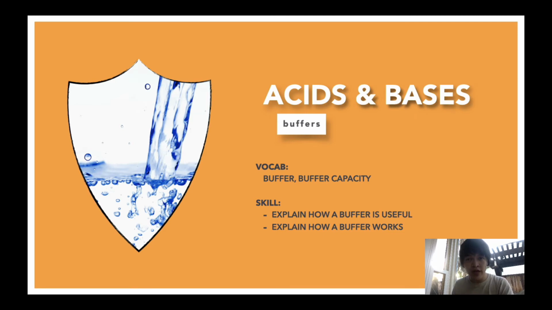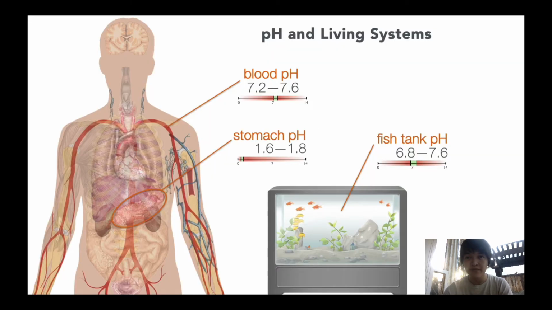In this video, we'll look at buffers to see why they're useful, and then we'll see how they work. Before we talk about buffers, we should go over some examples of places where we can find them. In our bodies, we can find buffers, for example, in our blood and in our stomach. And in aquatic environments like a fish tank, there should also be a buffer included too.